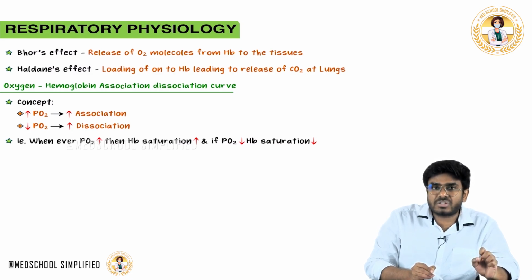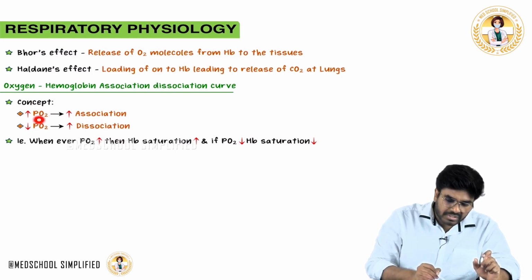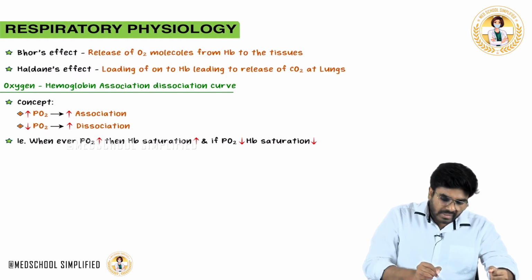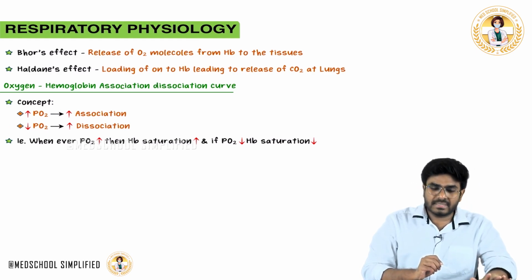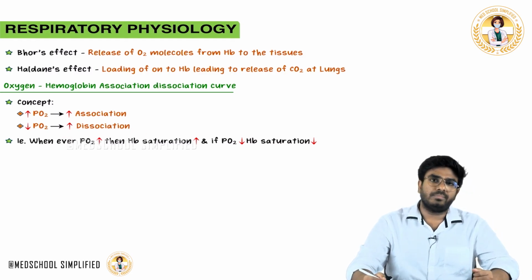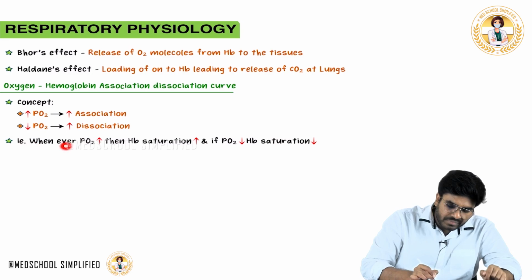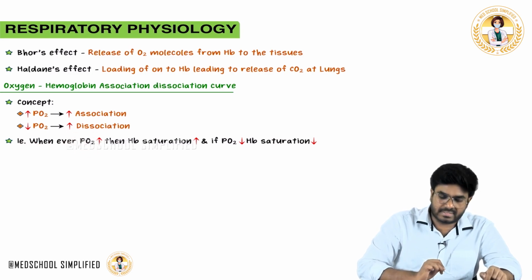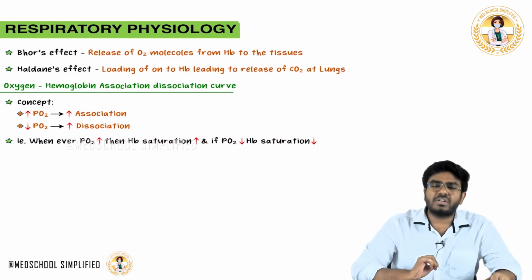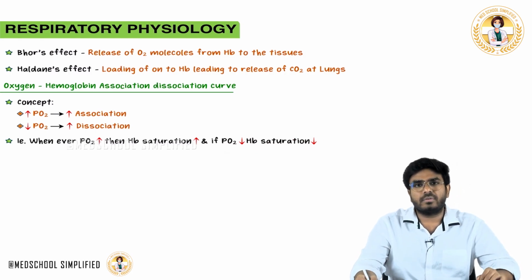So the percentage saturation of hemoglobin is more. So more association. When the partial pressure of oxygen becomes less, there will be more dissociation of the oxygen from the hemoglobin molecule. More dissociation means less saturation of the hemoglobin molecule. So whenever partial pressure of oxygen increases, hemoglobin saturation will also be more. And if partial pressure of oxygen decreases, the association will be less, and automatically hemoglobin saturation will go down.